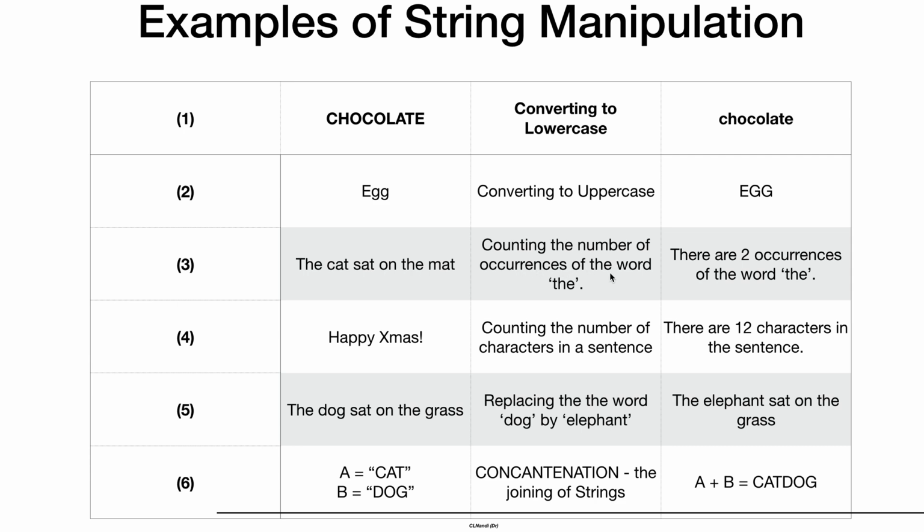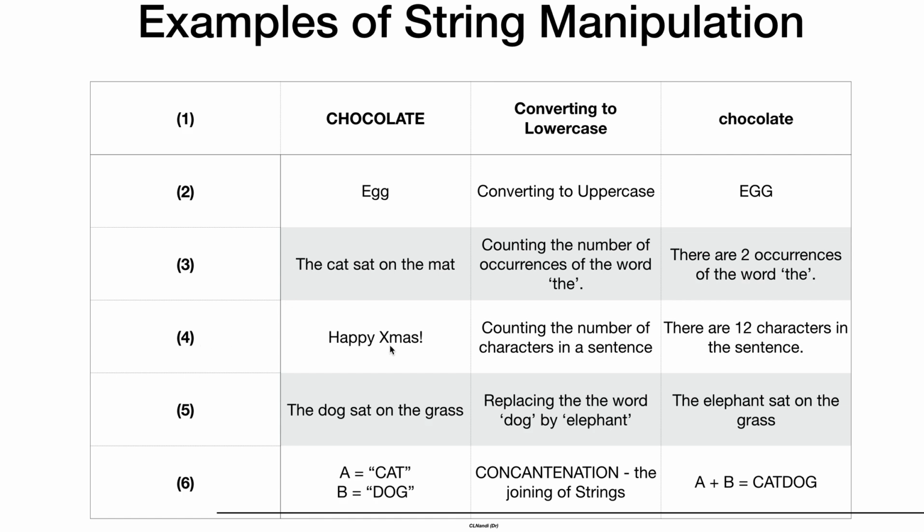3, the cat sat on the mat. Counting the number of occurrences of a particular word, such as "the". Well, there are 2 occurrences of "the". Note the 2 occurrences: one is in lowercase here, and here the first letter is capitalized. So your program has to take account of that as well.